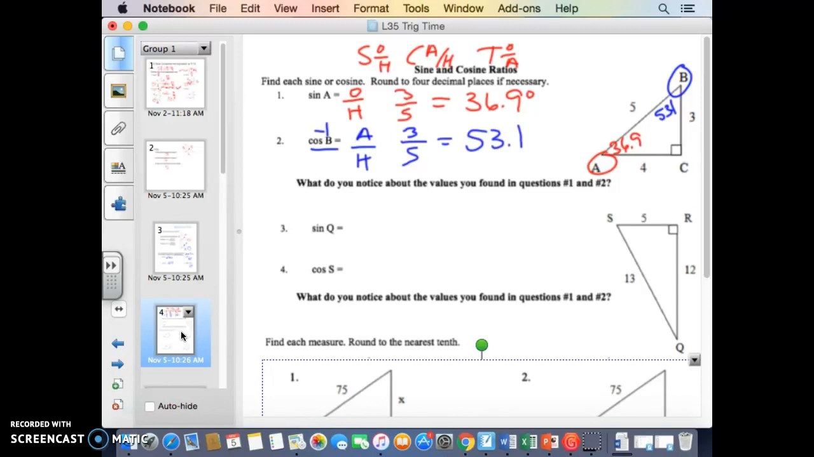All right, so what do you notice about the values you found in question number 1 and 2? Well, what you should notice is that the ratios are the same, but the angles are different. Okay, and that's the difference between looking at the sine or the cosine.